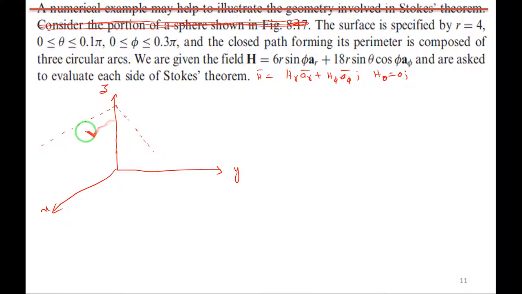Phi goes from 0 to 0.3 pi. Then what about theta? Theta is measured from the z-axis, so it will always form a conical surface, right? If I draw this circular shape, from the z-axis theta goes from 0 to 0.1 pi. This angle should be the same, right? Okay. Then what about the radius?